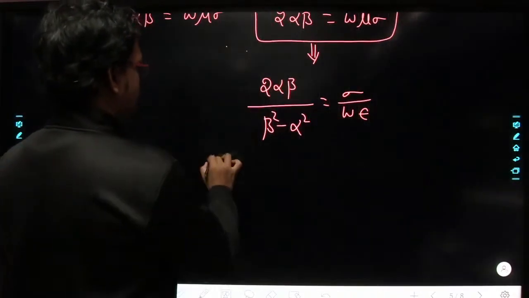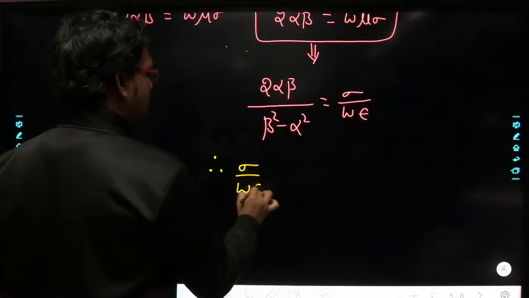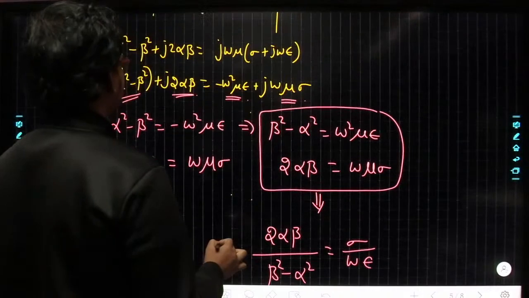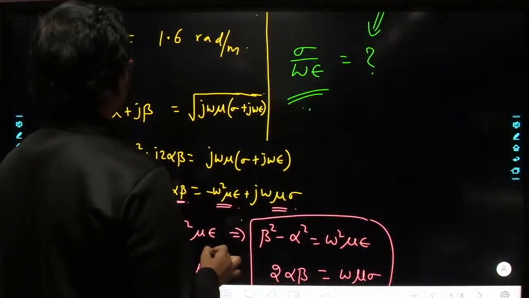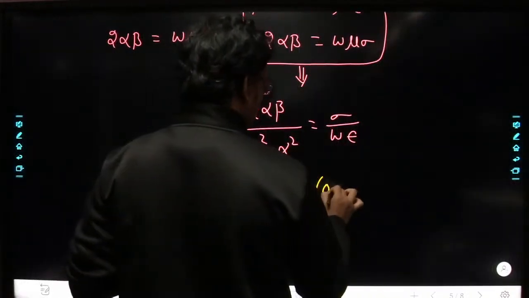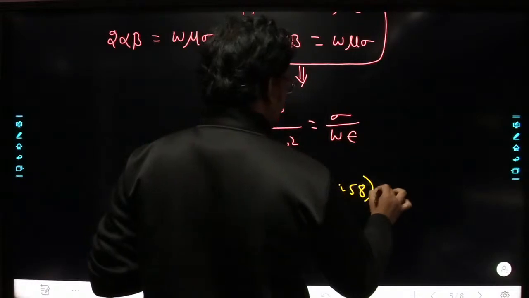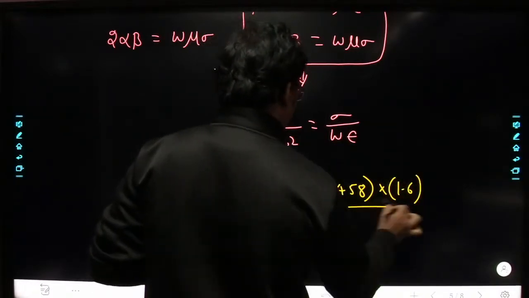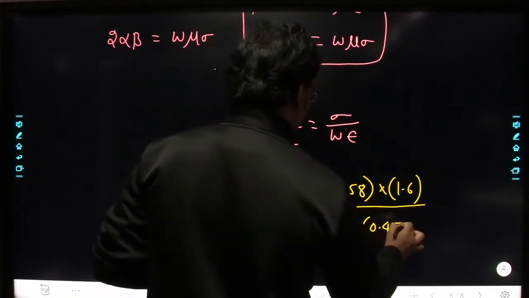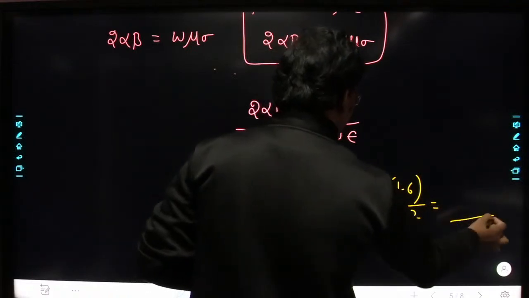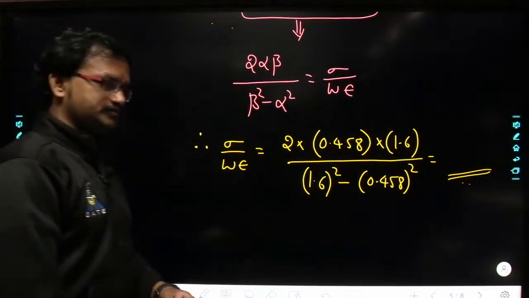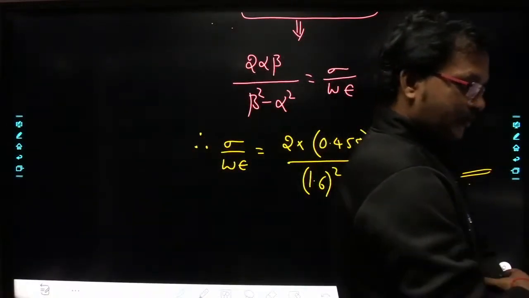Therefore sigma by omega epsilon is equal to 2 into alpha value. Substitute alpha and beta values here. What is the alpha value? 0.458 and 1.6. So 0.458 into 1.6 divided by 1.6 whole square minus 0.458 whole square. So this is going to give you the sigma by omega epsilon ratio, right? Okay, you can calculate this one here. Yes or no?